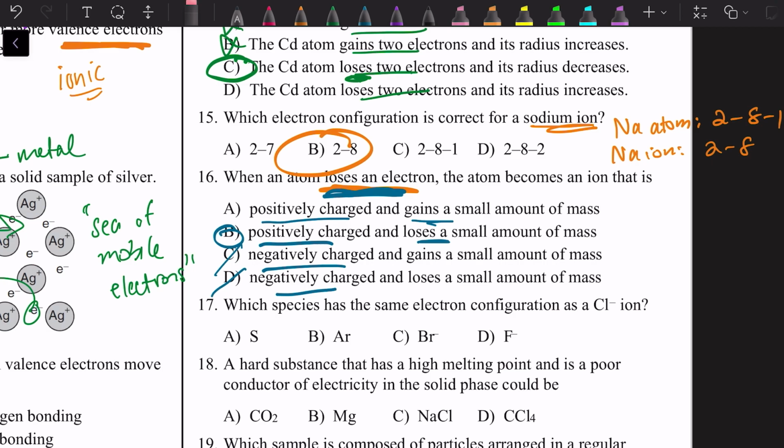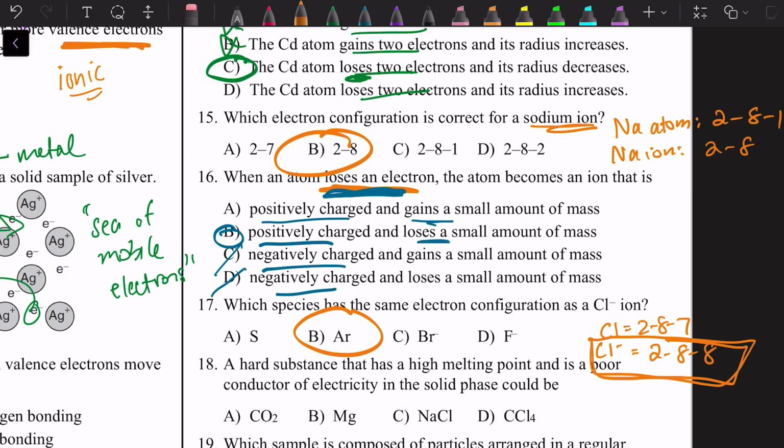Number 17, which species has the same electron configuration as a Cl- ion? So chlorine on its own has the configuration 2-8-7. If we're going to do Cl-, that minus means you're gaining electrons, so it's 2-8-8. Now, if we look at our electron configurations, you're looking in your periodic table for something that has 2-8-8, which is argon.